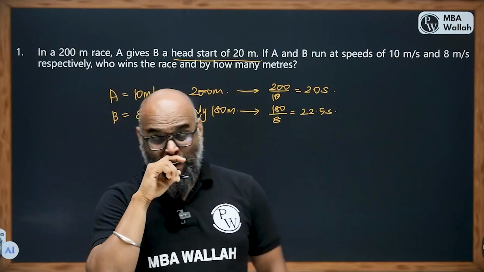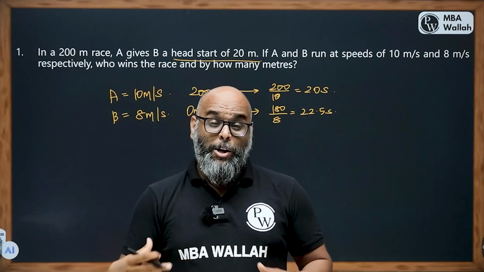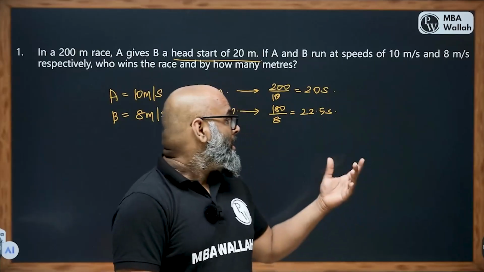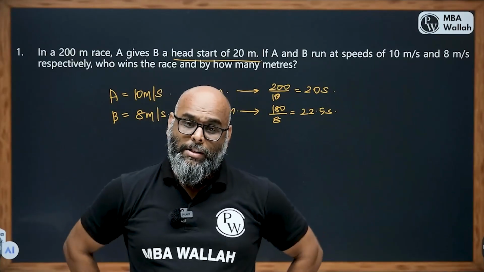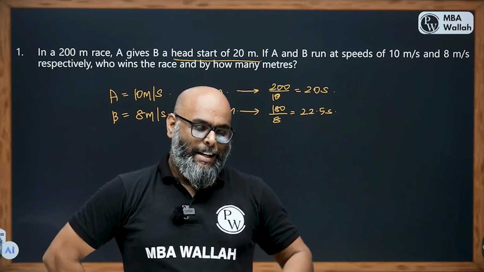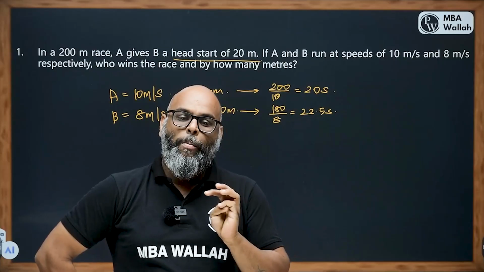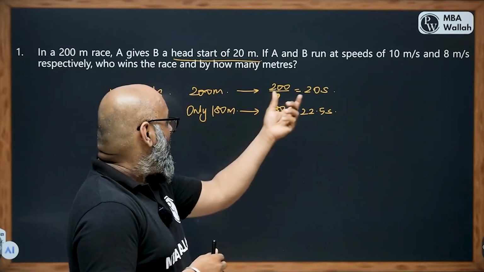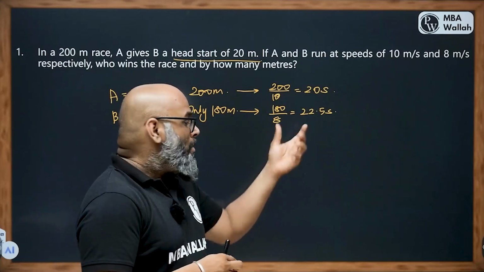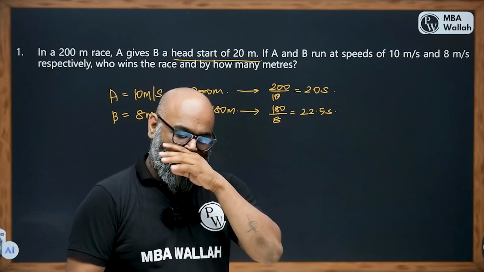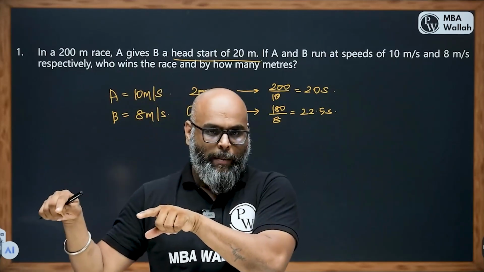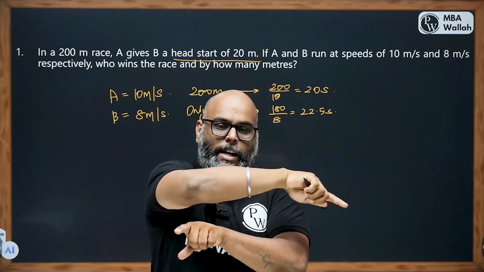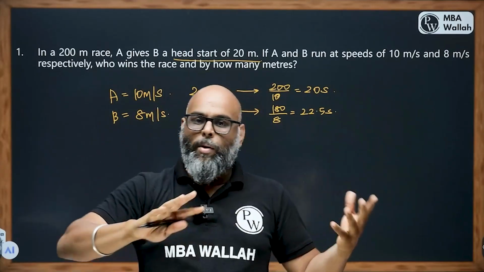Now clearly we notice that B takes 22.5 seconds, whereas A takes only 20 seconds. Now who wins the race? A wins the race. By how many meters does he win? When A completes, B would have also run for only 20 seconds. Now they both start at the same time. A ran for 20 seconds, which means B also ran for only 20 seconds.